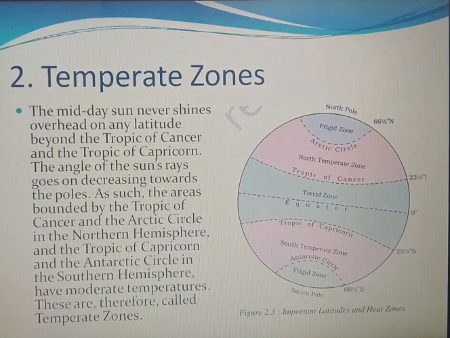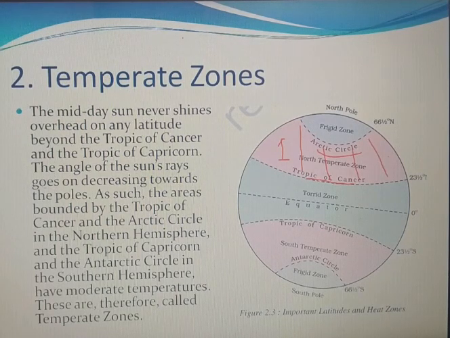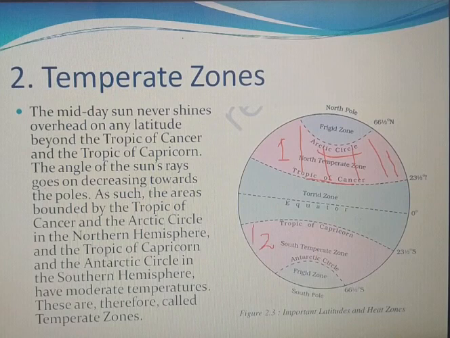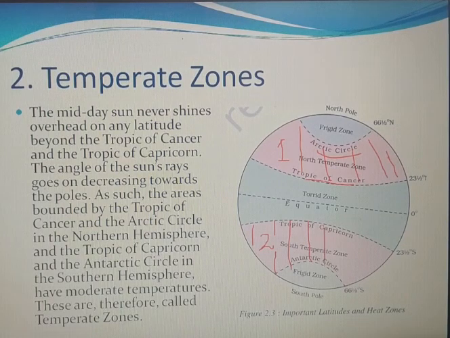Okay, so we have two areas. The first one is here, in the northern hemisphere, between the Tropic of Cancer and the Arctic Circle. Okay, this area. Then the other one is here in the southern hemisphere, from the Tropic of Capricorn to the Antarctic Circle. Okay, this is the second temperate zone area.